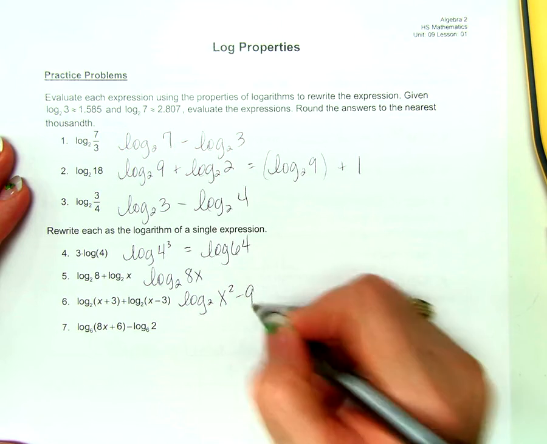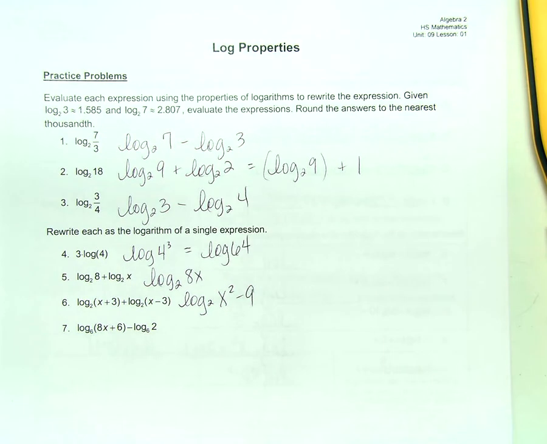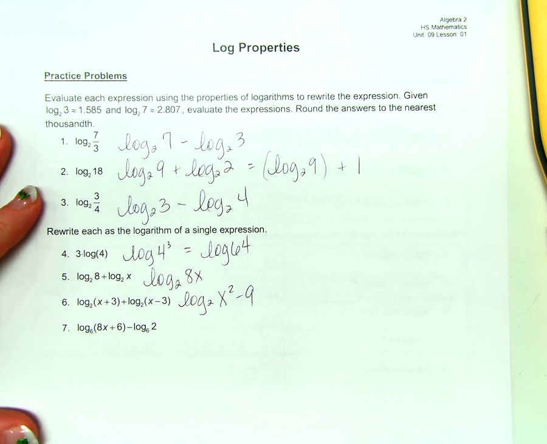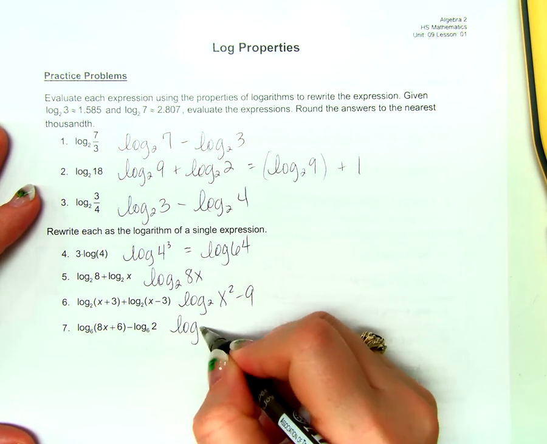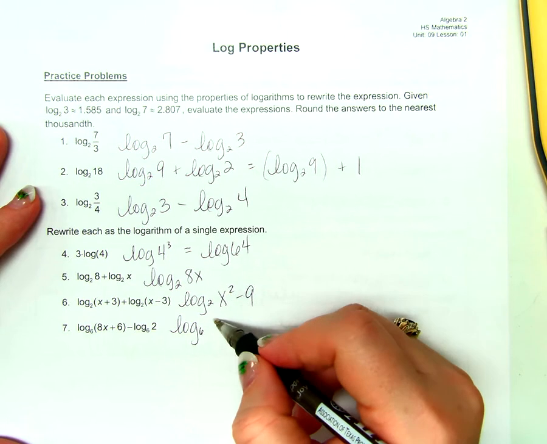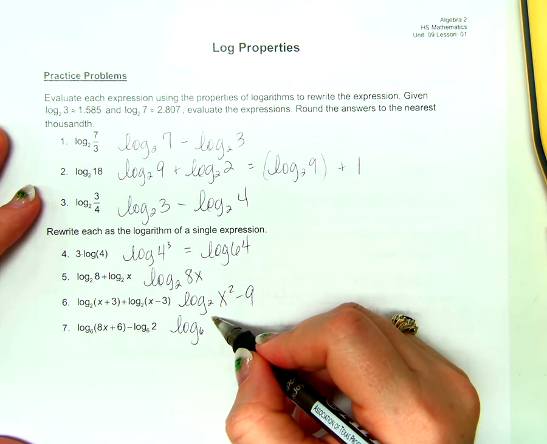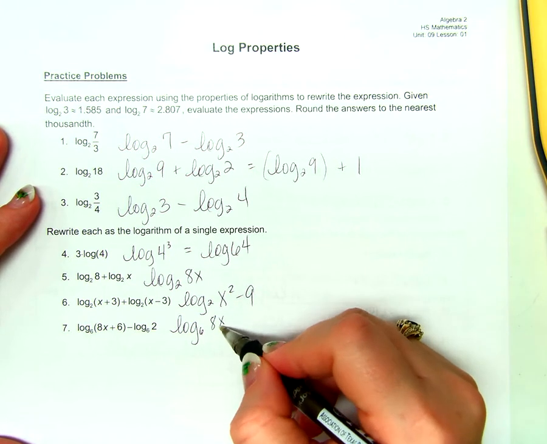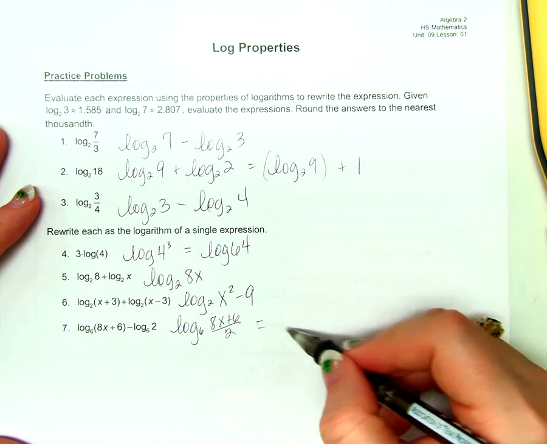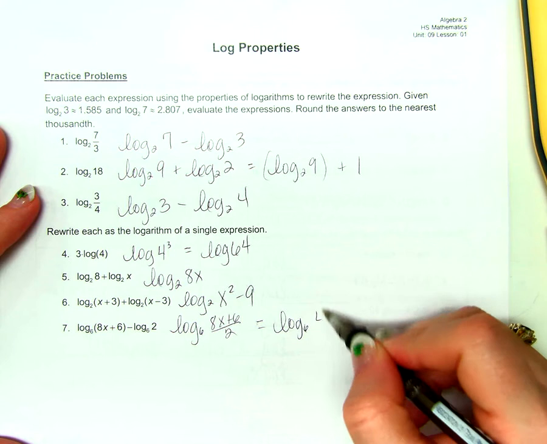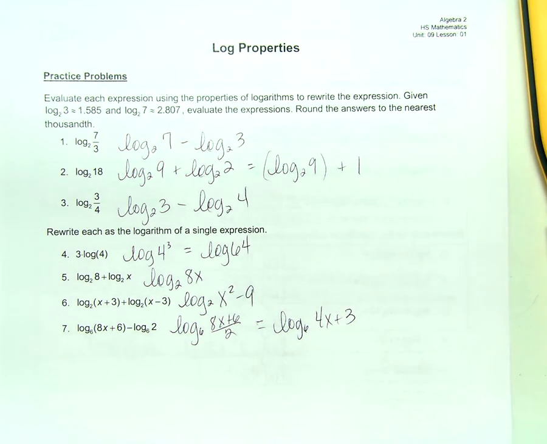X squared minus 9. Excellent. Again, multiplying the arguments because we're adding the logarithms. And what about 7? Log base 6 of, so we could say 8x plus 6 over 2, or log base 6 of 4x plus 3. Excellent. Okay? All right, so this is what we're going to do.